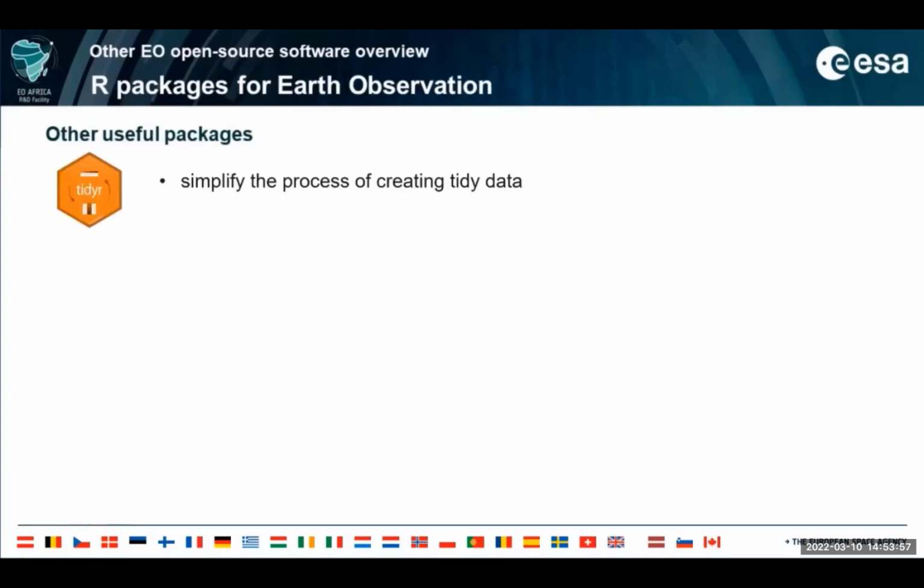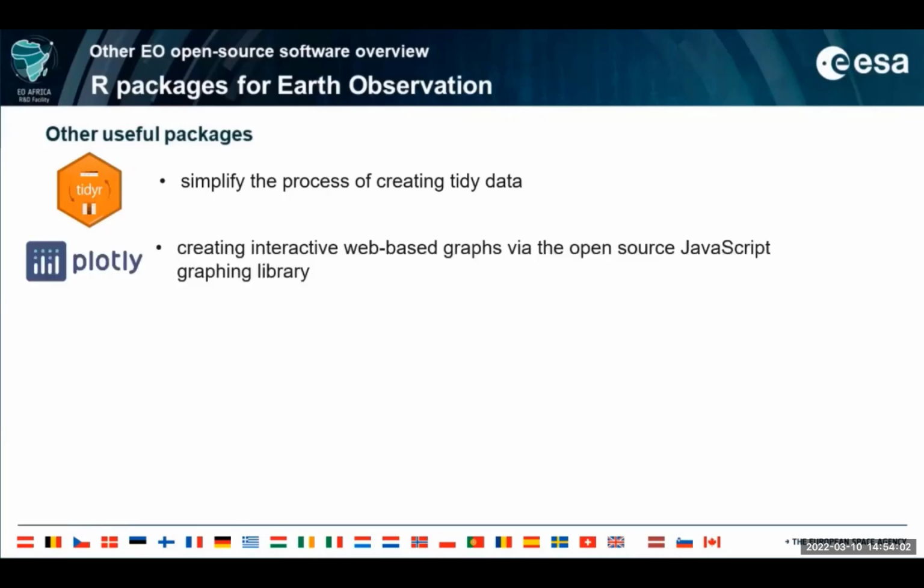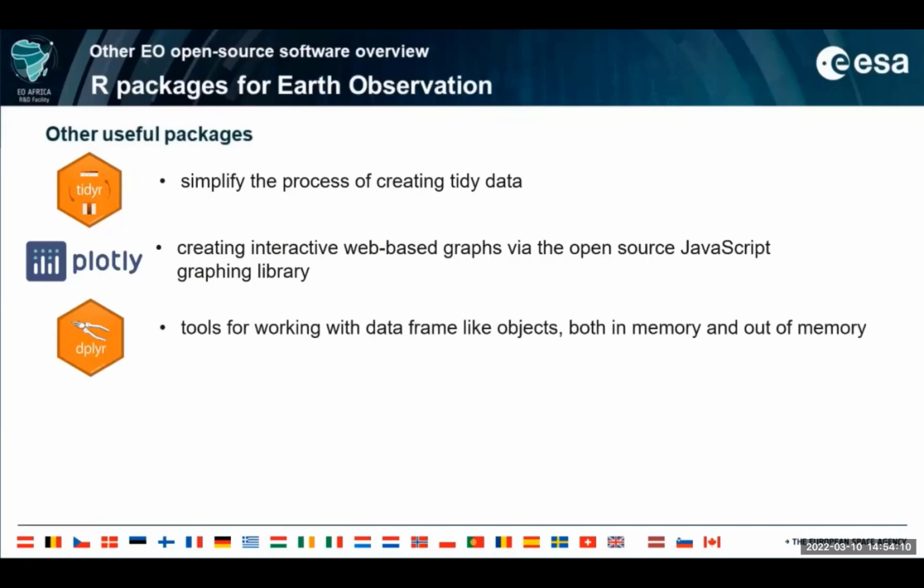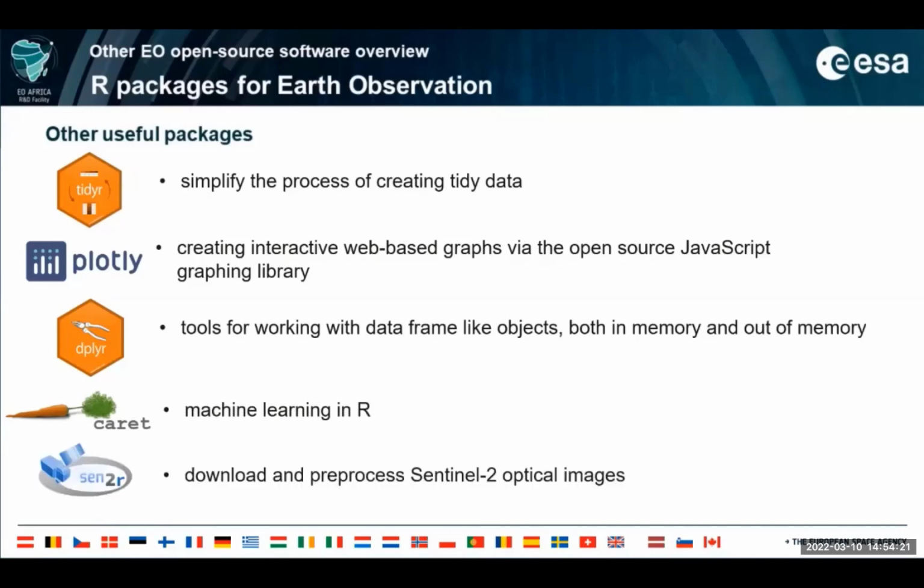What is more, there are also other useful packages, such as tidyr, to simplify the process of creating tidy data, Plotly for creating interactive web-based graphs via the open-source JavaScript graphing library, dplyr, tools for working with data frame-like objects, both in memory and out of memory, caret package to perform machine learning algorithms in R, and sen2r to download and pre-process Sentinel-2 optical images. As you might have noticed, it was a very brief overview of just a small selection of existing tools for processing satellite imagery.